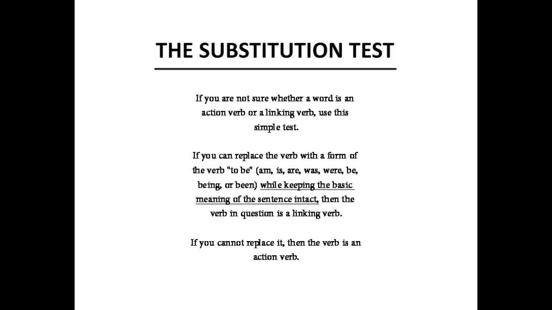You want to use something called the substitution test. If you're not sure if a word is an action verb or a linking verb, all you have to do is check if you can replace the verb with a form of the verb to be: am, is, are, was, were, be, being, been, while keeping the basic meaning of the sentence intact. Then it is a linking verb, because a linking verb is communicating a state of being. It's communicating that something is something else or is very similar to something else. If you can't replace it with be, then it's an action verb.